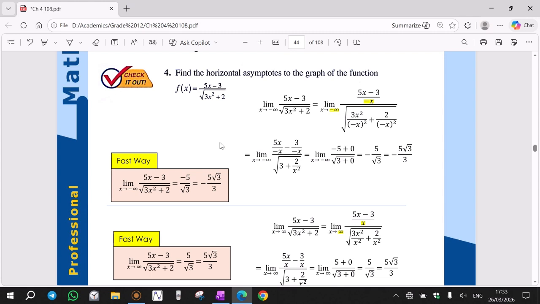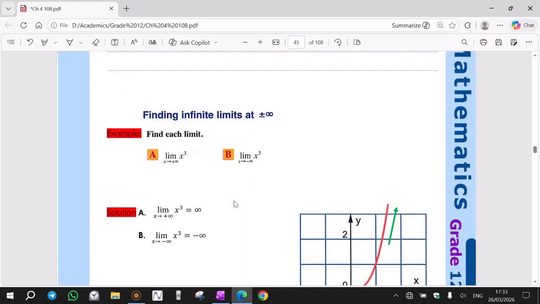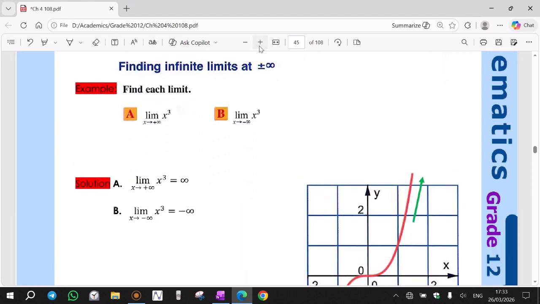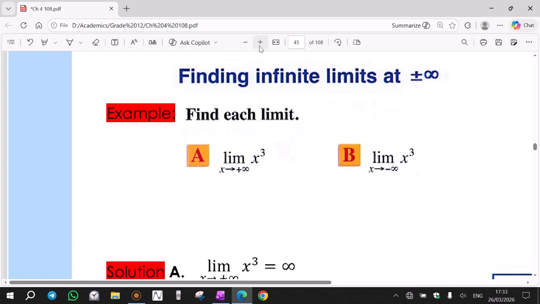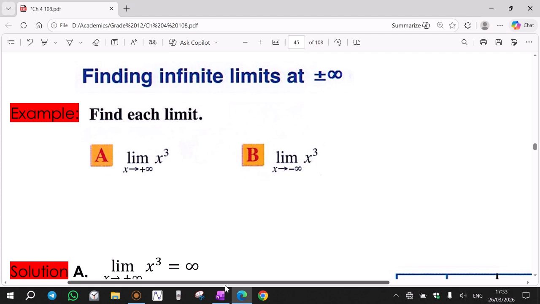Another extra example, fast way, is explained here. Very efficient, it works all the time. Some limits won't have a result when x tends to infinity. That means the function does not have a horizontal asymptote.